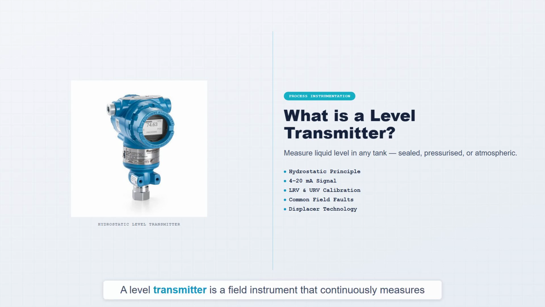A level transmitter is a field instrument that continuously measures the liquid level inside a vessel, tank, or drum and converts that measurement into a 4 to 20 milliamp signal that your DCS or PLC can read and act on.